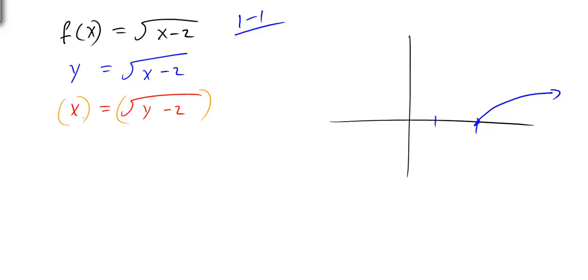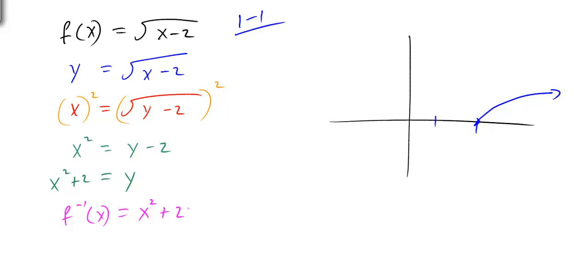So to get rid of the square root, we have to square both sides. So we would have x squared equals y minus 2. The square and the square root is going to cancel out. So therefore, y is going to be equal to x squared plus 2. So therefore, the inverse function would be x squared plus 2.